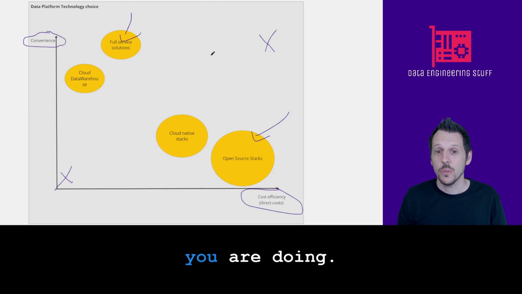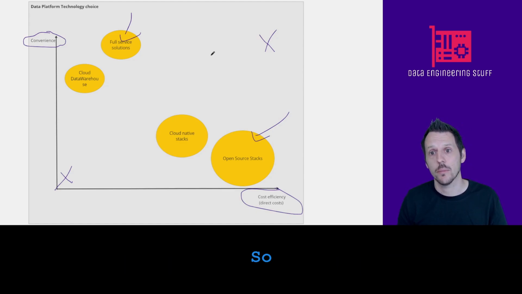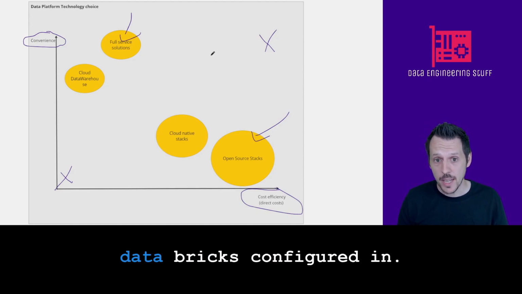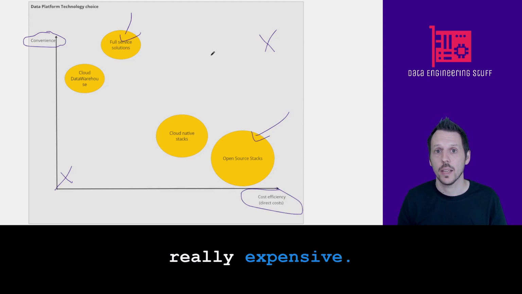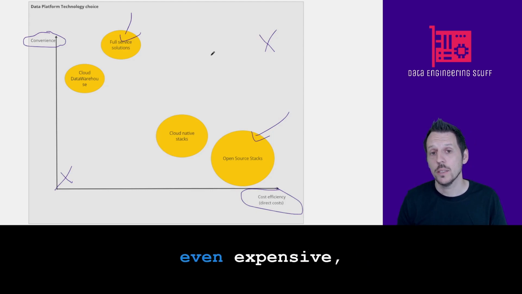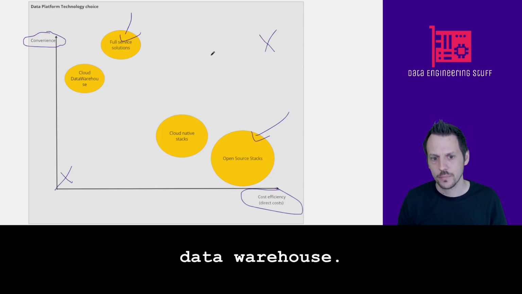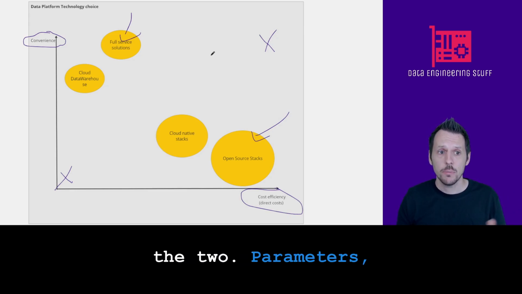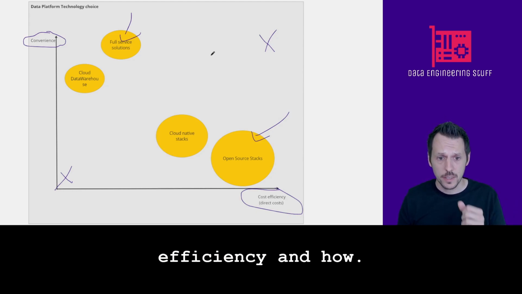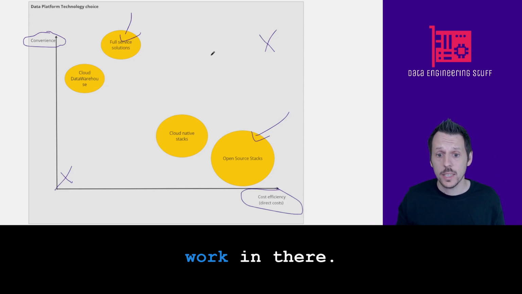Keep in mind that if you are doing stuff wrong there, they could be quite expensive. For example, Databricks configured in a wrong way can be really, really expensive, even more expensive than a cloud data warehouse. But those are basically the two parameters, convenience and cost efficiency, and how these clusters of technologies work in there.